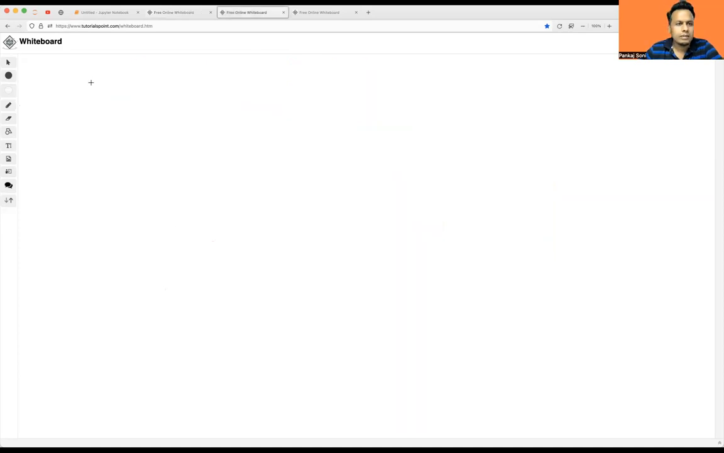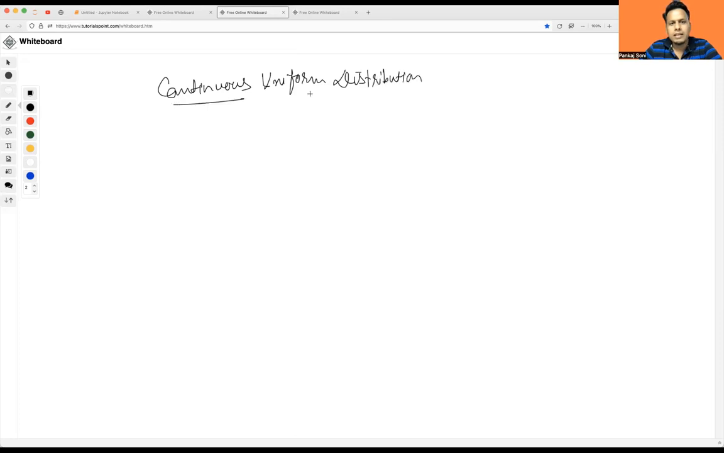Now let me go to another kind of distribution, and that is nothing but continuous uniform distribution. There is only a thin line of difference between these. What is that difference? Let's say you have some numbers, right? The probability of getting any of those numbers will also be the same. Let's say 1, 2, 3, 4, any kind of number is there, right?